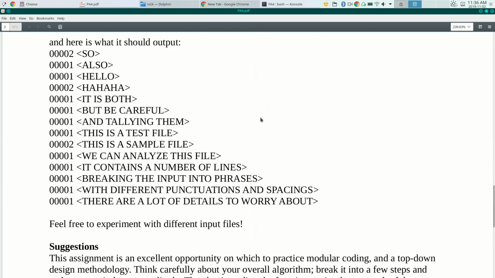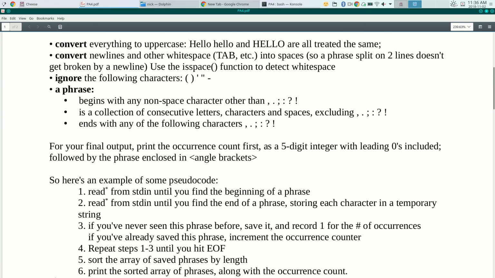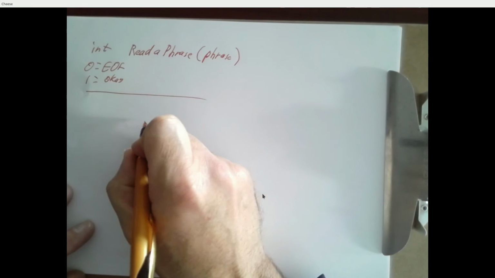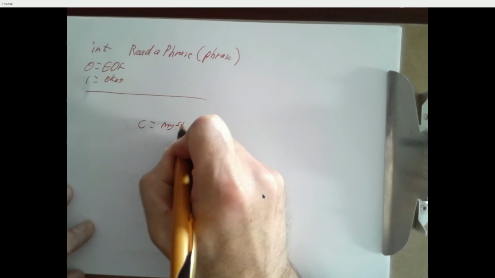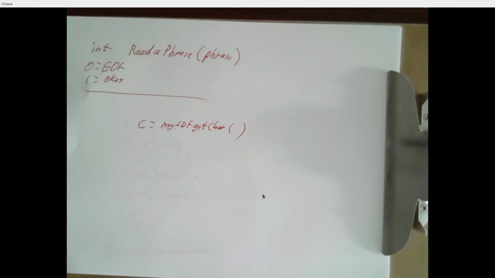All right, so how do we read a phrase? Well, a phrase begins with a non-space character other than punctuation. It's a collection of things other than punctuation, and then it ends when we hit punctuation. So here's an idea. C equals my super duper fantastic get car. That's your routine.